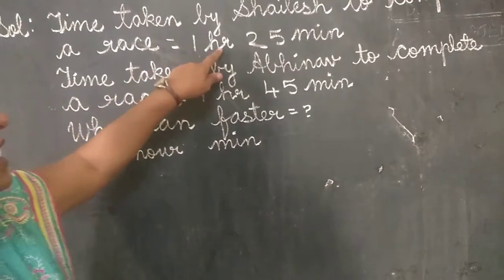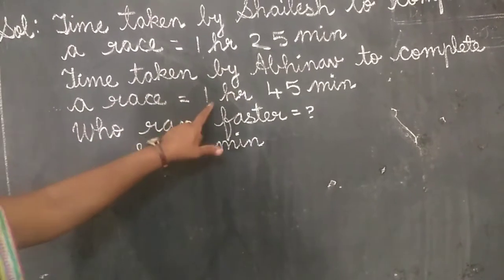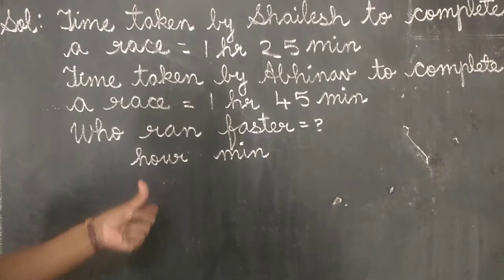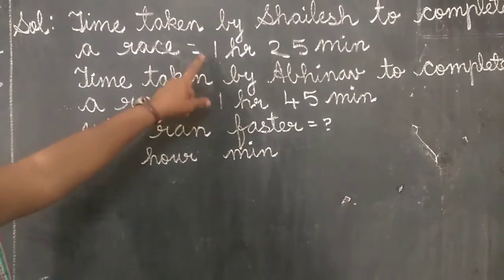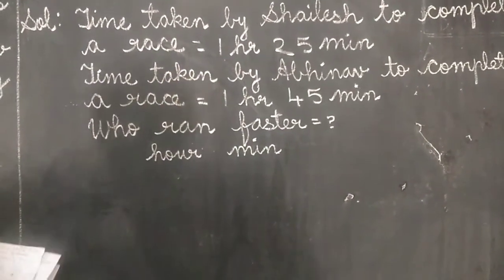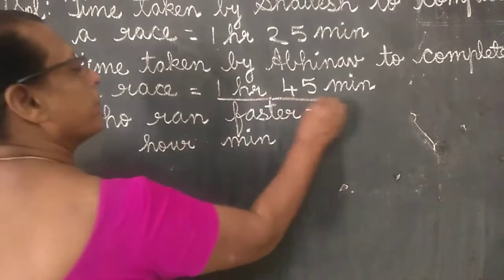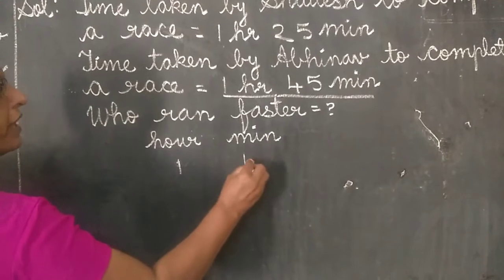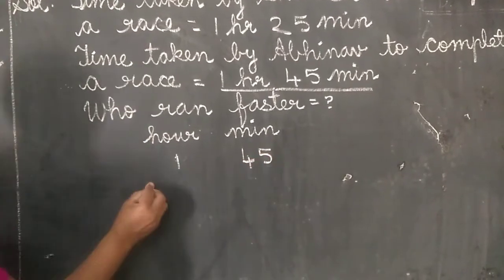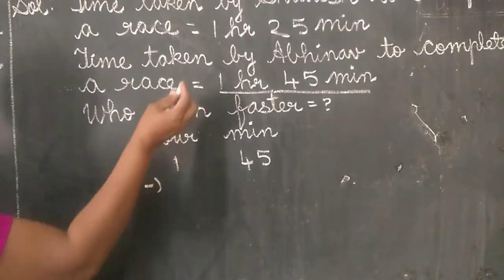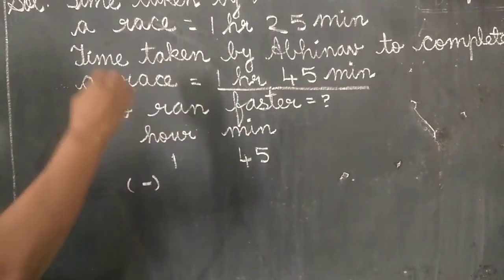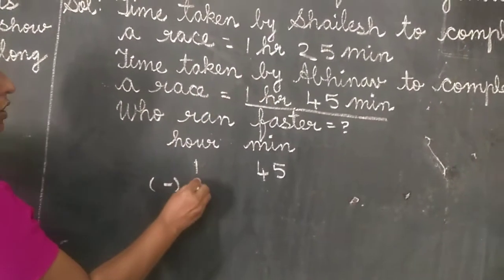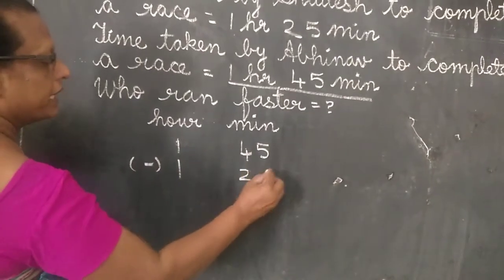If you write 1 hour 25 minutes first and 1 hour 45 minutes below, you can't subtract, isn't it, children? You can't subtract and you can't borrow also from here. So what you have to do? You have to write the bigger number first, 1 hour 45 minutes, and then subtract 1 hour 25 minutes, because you are finding who ran faster.